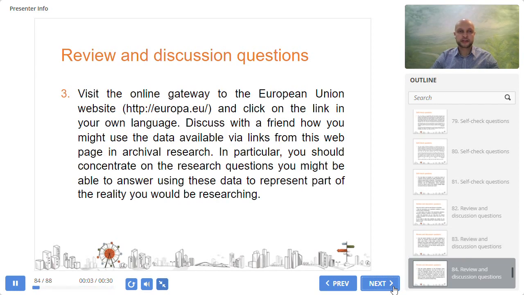The second task: please visit the Online Gateway to the European Union website and click on the link in your own language. Discuss with a friend how you might use the data available via links from this web page in archival research. In particular, you should concentrate on the research questions you might be able to answer using these data to represent part of the reality you would be researching.